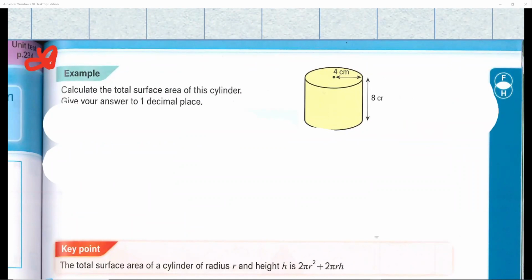Inaya with the I, join me with this question, please. Read the question first of all to us, please. Calculate the total surface area of the cylinder. Give your answer to 1 decimal place. Okay, total surface area means what to you? The area of the whole cylinder.